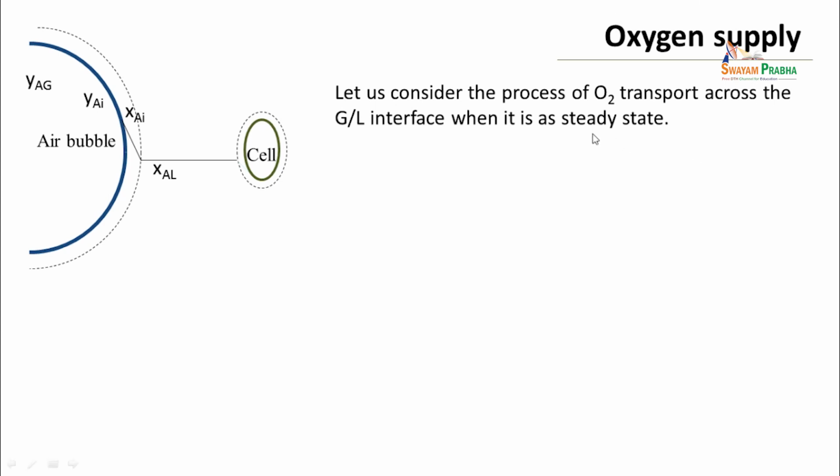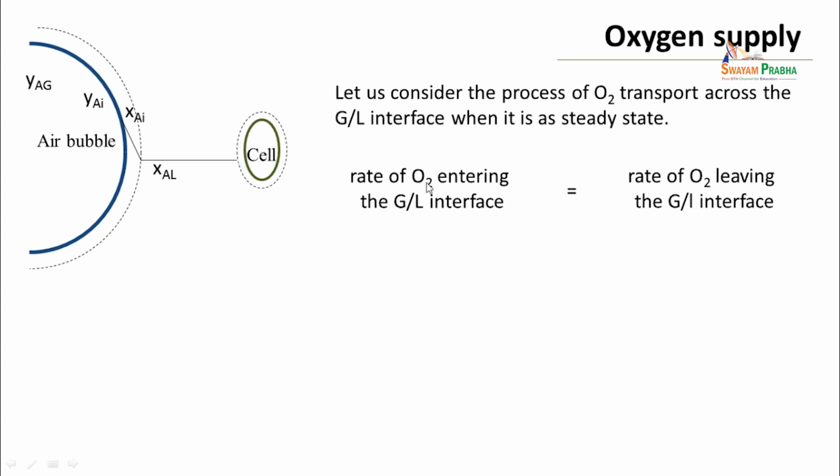Let us consider the transport of oxygen across the gas liquid interface when it is at steady state. Okay, let us say that the steady state has been reached and we are looking at the transport across this interface here, right? The rate of oxygen entering the gas liquid interface must equal the rate of oxygen leaving the gas liquid interface for steady state to remain, or for steady state to be achieved. So this is true at steady state.